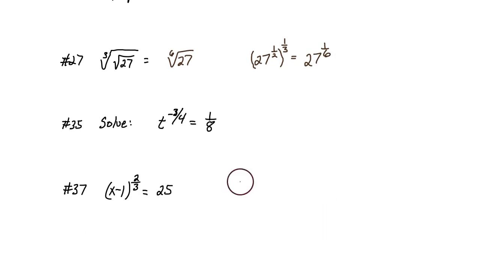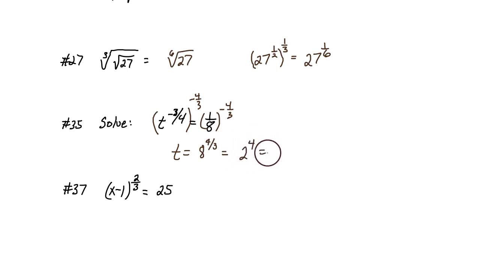Number 35, we're asked to solve the equation for t. We can try to work it out mentally, or we can remove the exponent by raising to the -4/3 exponent on both sides. This makes t equals, a negative exponent makes the reciprocal of this number, so 8 to the 4/3. Then, when the denominator of the exponent is a 3, that's like having a cube root. So the cube root of 8 is 2. And 2 to the 4th is 16.